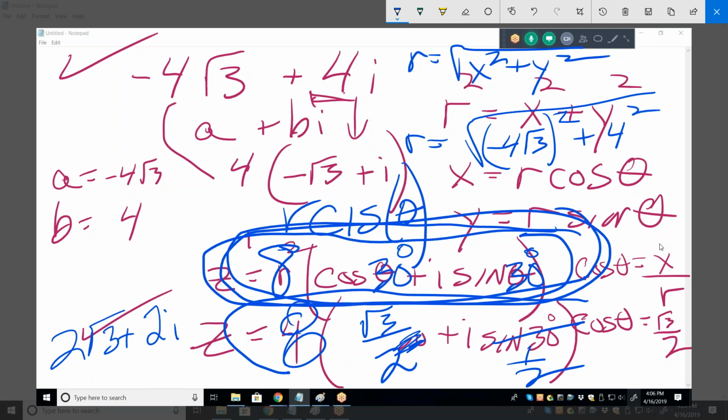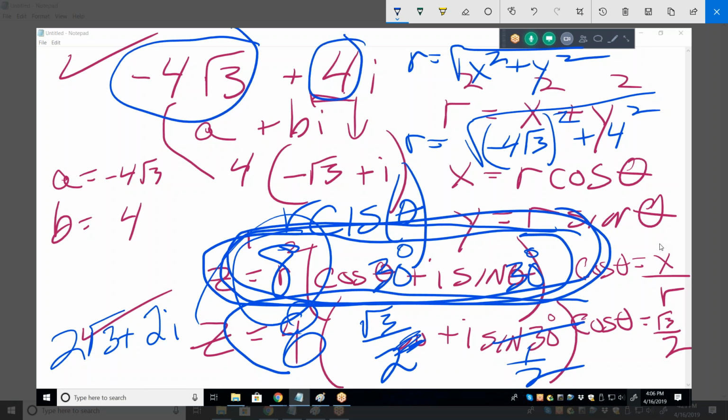So if I square that, it's 16 times 3, 48, plus 16 is 64. R is the square root of 64, 8. Yes, sir. So you don't have to do any of this factoring. There's your x, there's your y. And r is equal to the square root of x squared plus y squared.